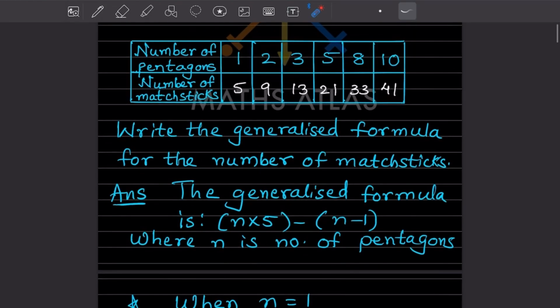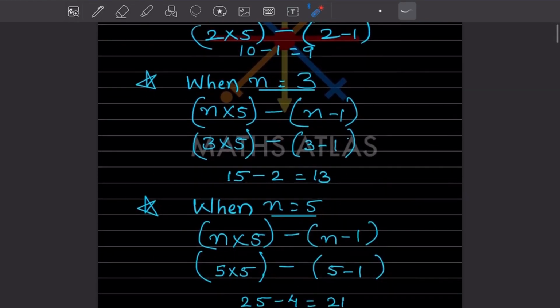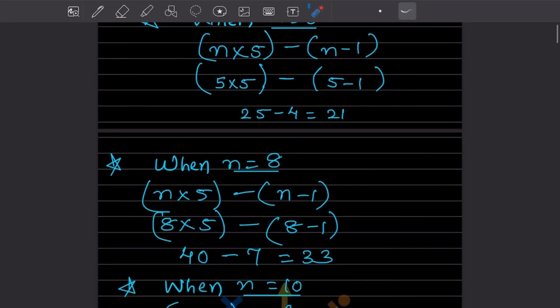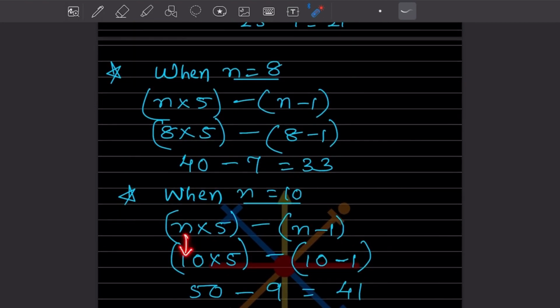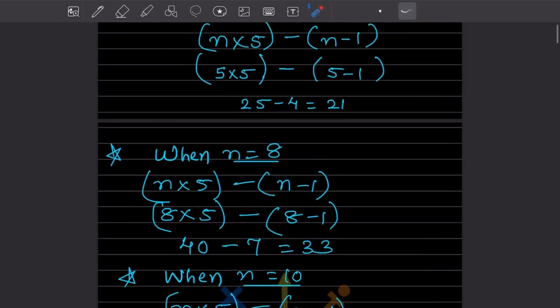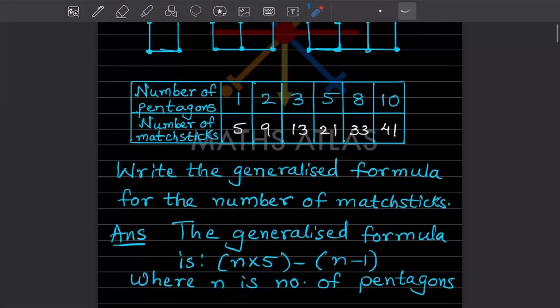Again, here the number of pentagons is 8. So when n is 8, 8 into 5 is going to be 40, and 8 minus 1 is 7. So that is going to be 33. Now when n is 10, already 5 is there from the formula, so 10 5s are 50. And here 10 minus 1 is 9. So 50 minus 9, that is 41. So I just put it with the white one. You have to write these answers over here.